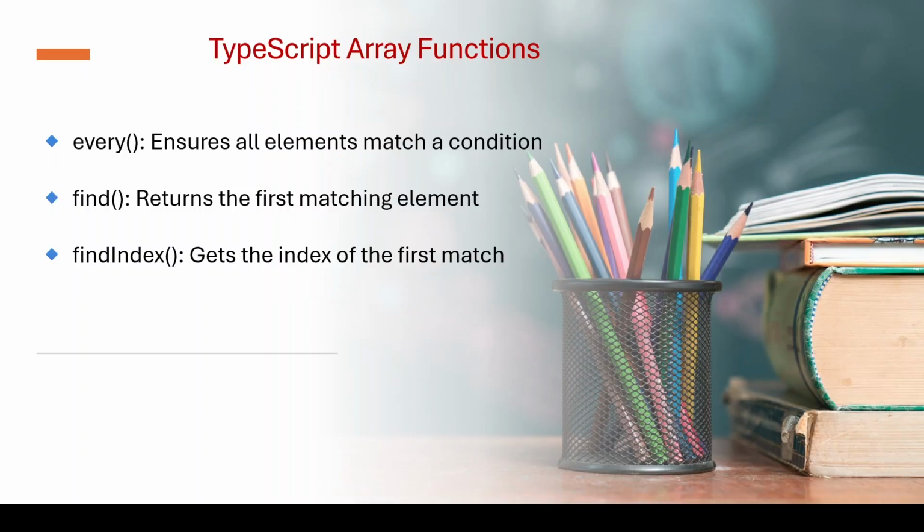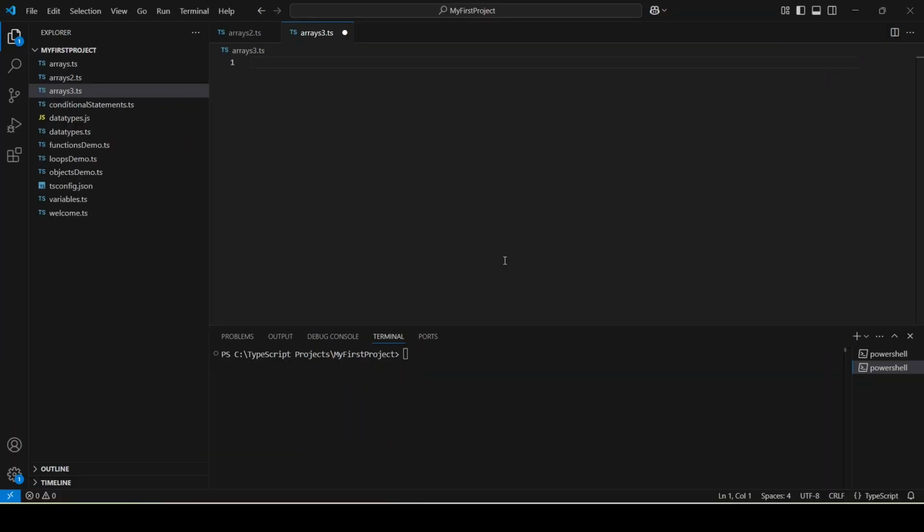Let's start with every. First open your Visual Studio Code and create a new file called arrays3.ts. In this, let us create an array which contains some numbers. We will take some ages, which is a number array, equal to some values like 18, 22, 25, 30, 41, 3, like this. So now we have an array which holds some ages.